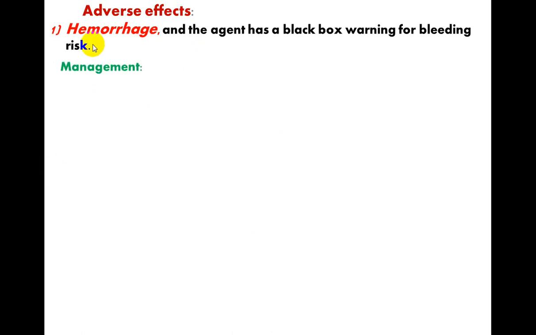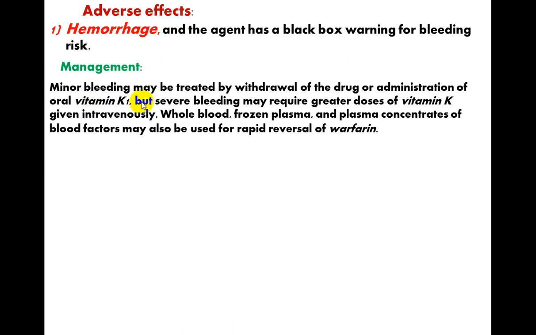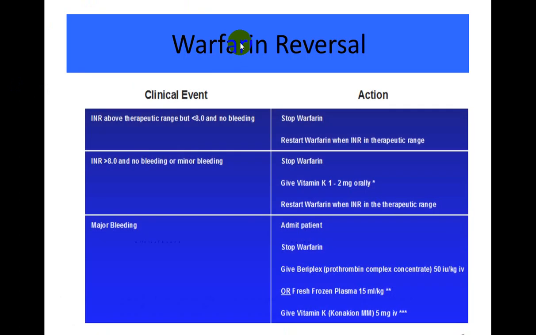So how do you manage a patient who comes to the casualty with a history of warfarin ingestion and develops a bleeding tendency or hemorrhage? First, minor bleeding may be treated by withdrawal of the drug or administration of oral vitamin K, but severe bleeding may require larger doses of vitamin K given intravenously. Whole blood, fresh frozen plasma, and plasma concentrates of blood factors may also be used for rapid reversal of warfarin. I will show you in the cartoon in the next slide a summary of the management of the patient who develops bleeding due to warfarin ingestion. This is the cartoon.